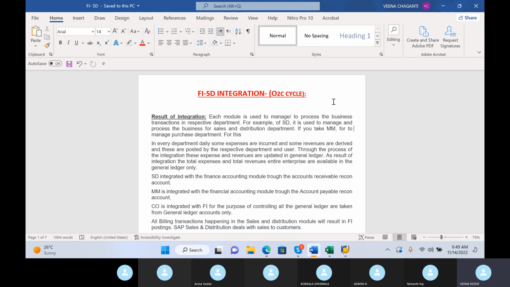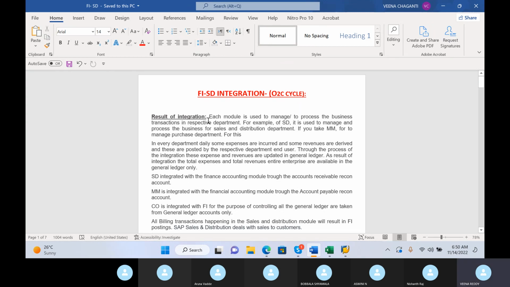in the sales organization, from the sales side also they will follow the total process, like the O2C cycle. Not all invoices come from FI. Some invoices come from the sales and distribution side and the purchase side. So that's why we need to follow the cycles. FISD integration is related to sales and distribution.